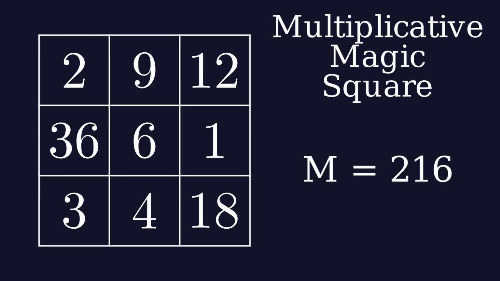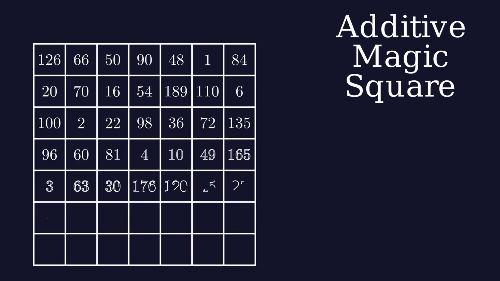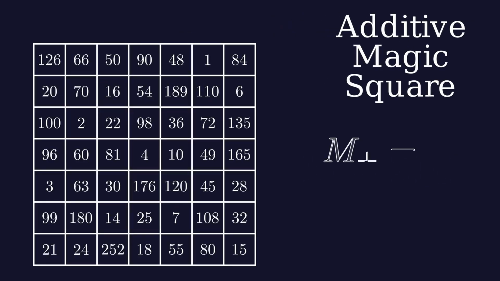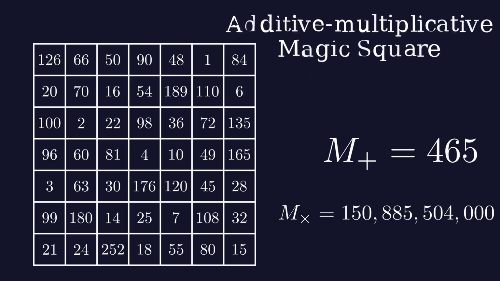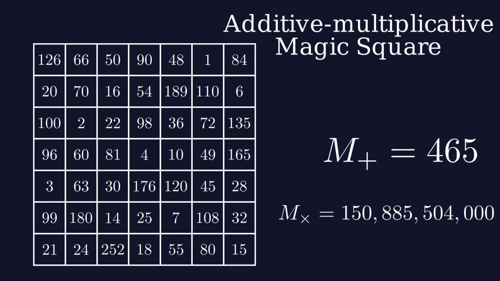This means that when we multiply the numbers in any row, column or diagonal, the result is 216. This square is an additive magic square with the constant sum of 465. It also qualifies as a multiplicative magic square because it maintains a constant magic product. It is referred to as an additive multiplicative magic square because it has both the constant sum and product. It is also the smallest known additive multiplicative magic square.